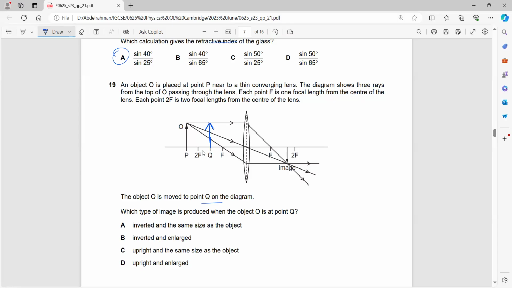Why? Because it has not yet crossed the focal point. It has not yet crossed the principal focus. Once it crosses the principal focus, it will become upright and virtual, and it will be on the same side. It will also be enlarged, but in this case, it has not yet crossed the focal point.